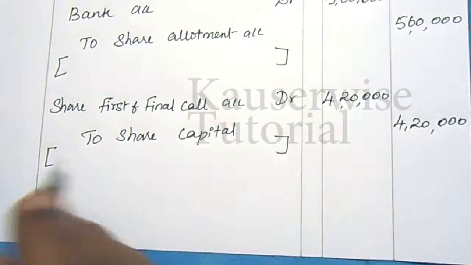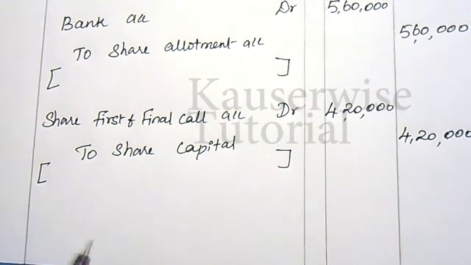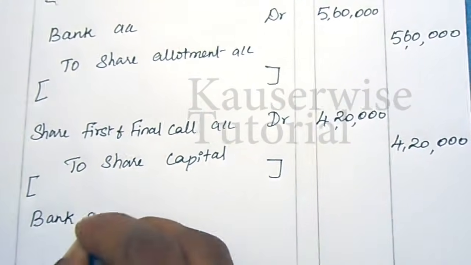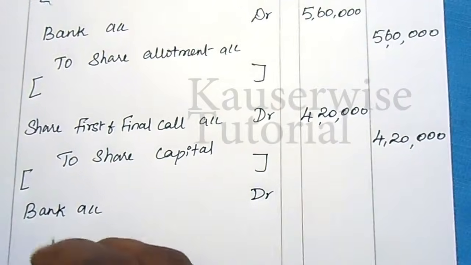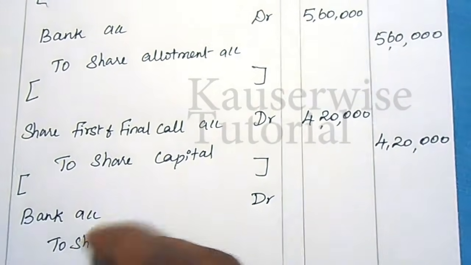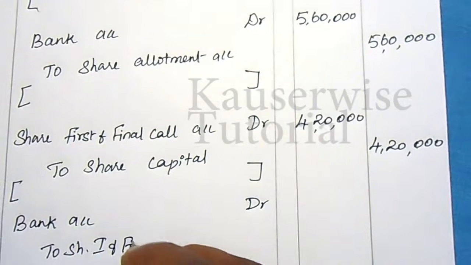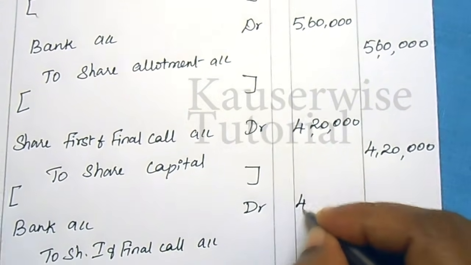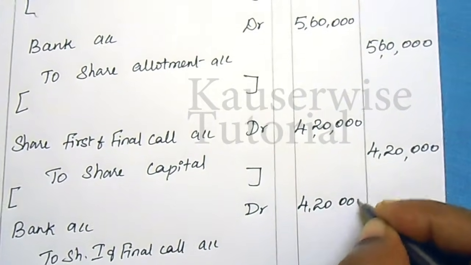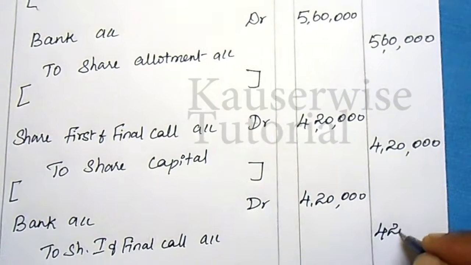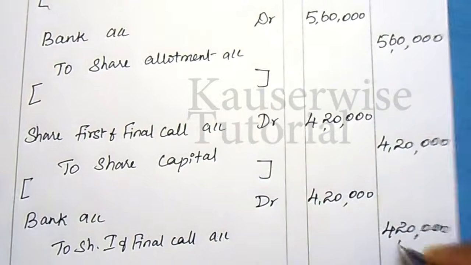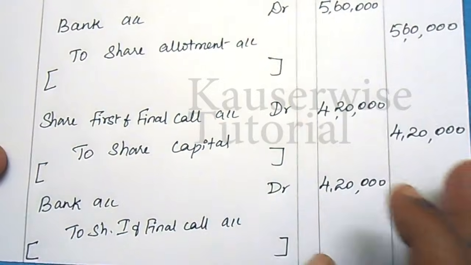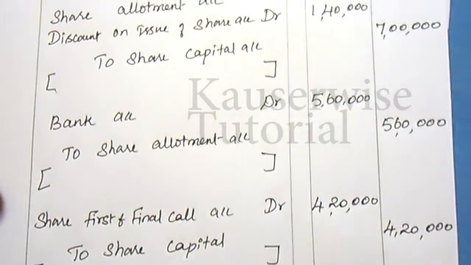Okay, then the last one is first and final call money received. Entry for the transaction is bank account debit to share first and final call account. How much? The entire amount were duly received, 4,20,000. Okay, being first and final call money received. So these are the entries for the above transaction.